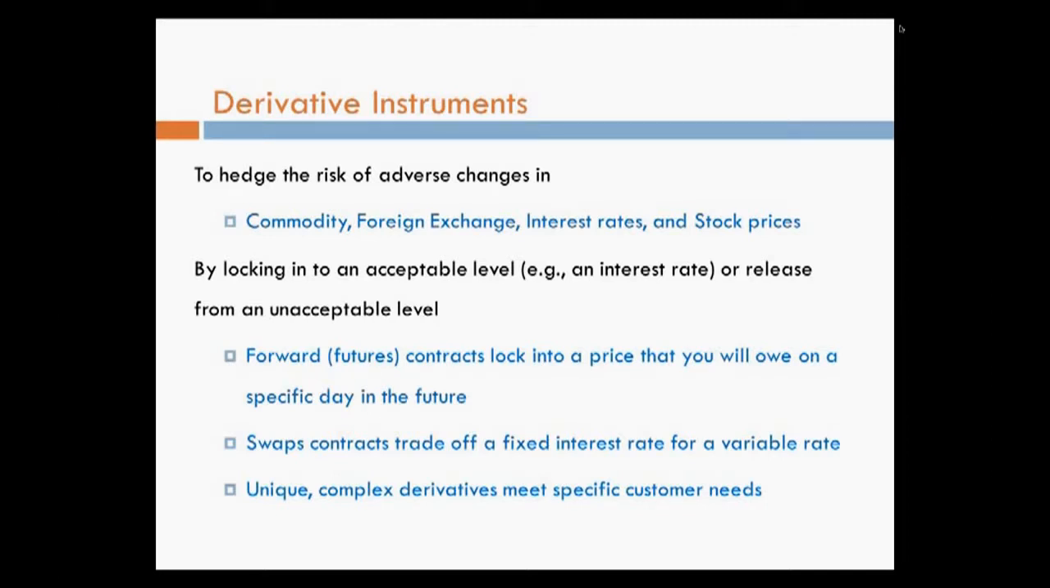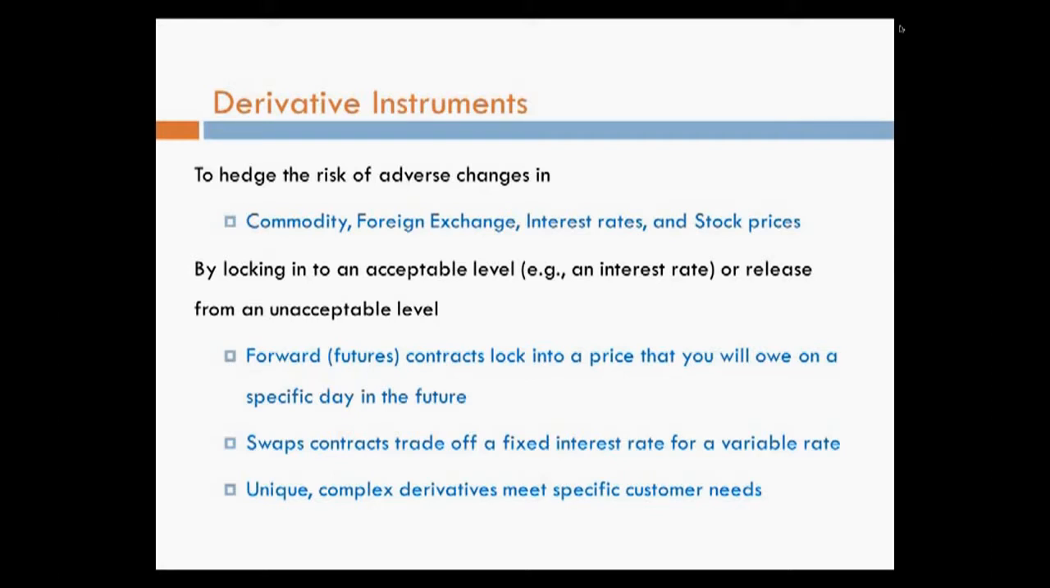So what you're trying to do with the derivative is lock into an acceptable level of something. You know the interest rates today. You have a variable rate on an interest. You want to lock in on today's rates. You've got to pay for that, though. And that's what a derivative does. Or the opposite: you're locked in on a rate and you want to release yourself from that lock-in, from an unacceptable level.